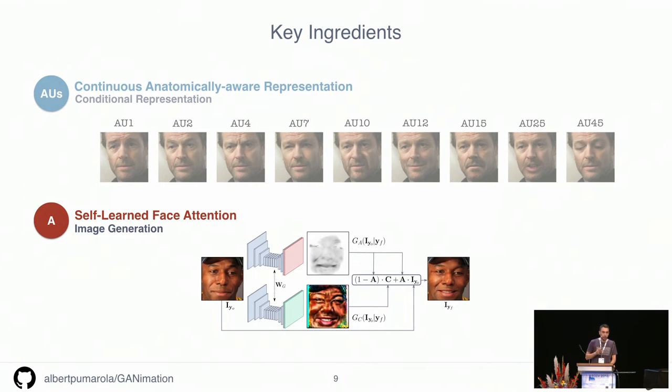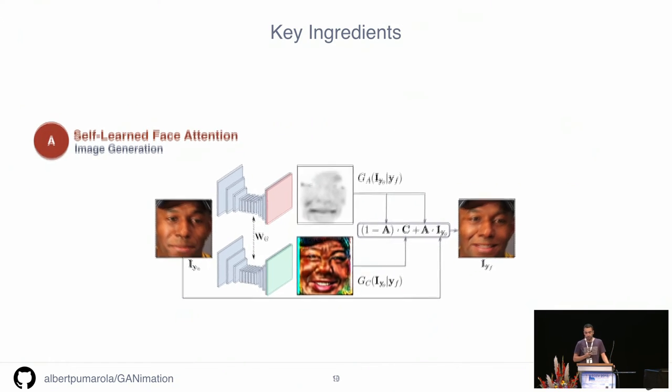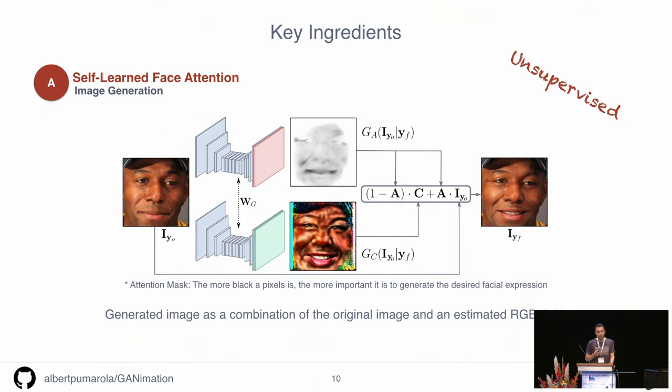The second key component is our generation mechanism. Normally, generators regress all the pixel values of the output image. But in our case, we are not interested in that, because most of the pixels should be directly copied from the input image. At the end, only the pixels which are directly related to the expression should be changed.